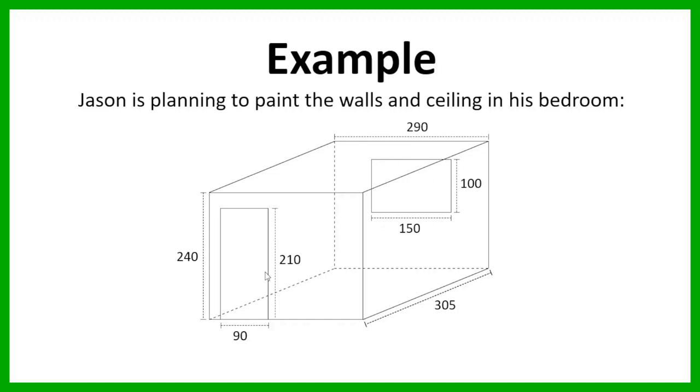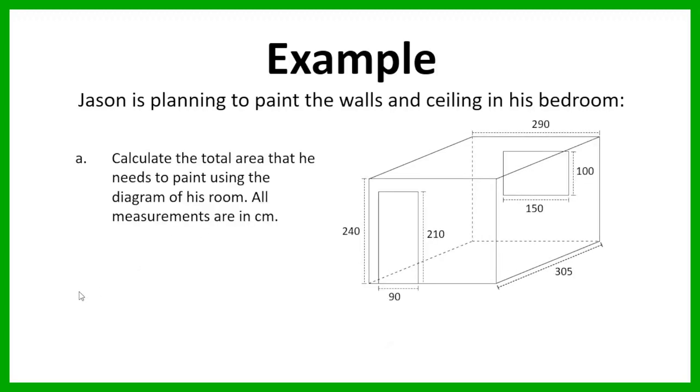And here you've got a diagram of the bedroom. You can also see in the bedroom you've got a door over here and you've got a window. So when we work out how much he's going to be painting, we are not going to include the floor, and we're also going to not include the door and the window because he's not going to paint those. Okay, so first let's have a look at the first question.